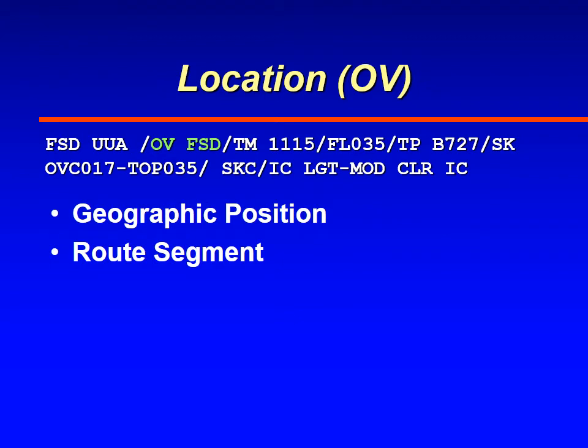Also, it could be along a route segment. Route segment means between 2 different locations. So you'll see an example, they give you 2 locations and then a dash in between it. We'll look at some examples of that here shortly.